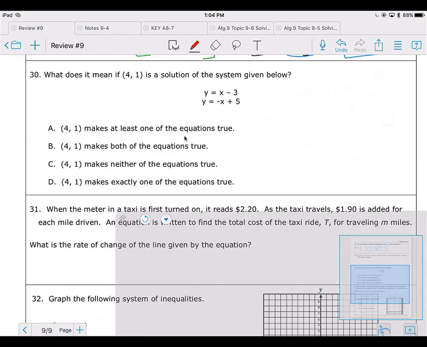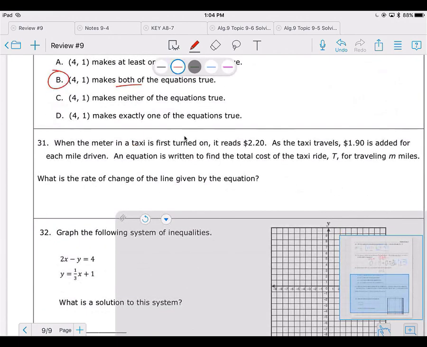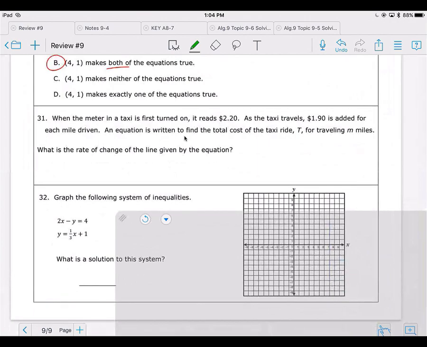If 4, 1 is a solution, then what does that mean? If it is a solution, it means it works for both of the equations. So it has to work for both in order to be a solution.